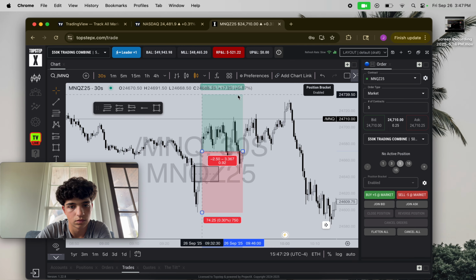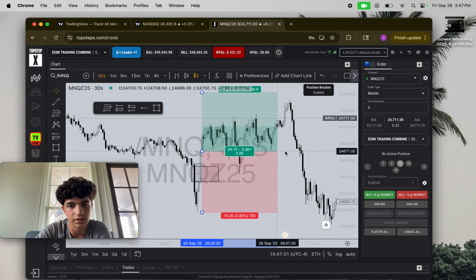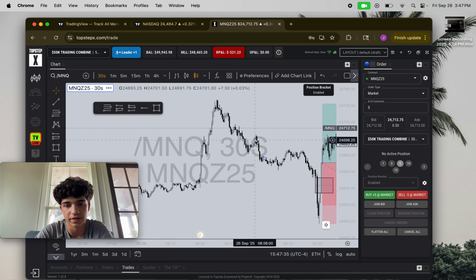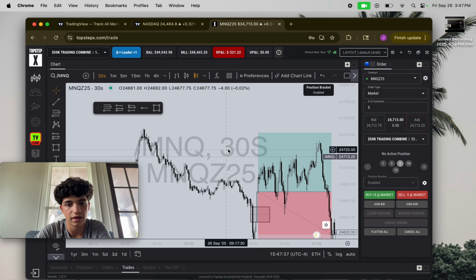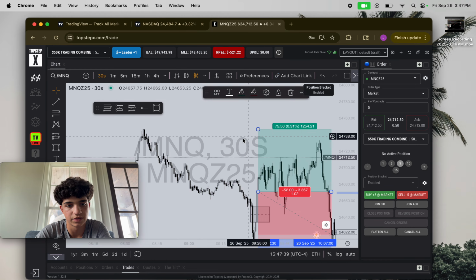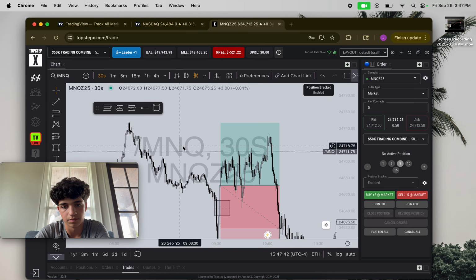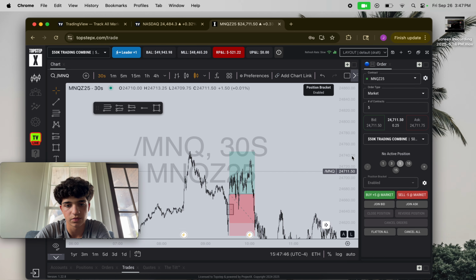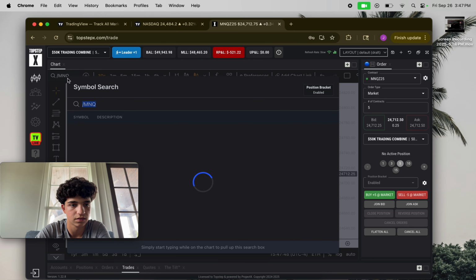One to one. See, we still wouldn't have won that. It would have been a lot closer though. Our entry would have been significantly better. And two, it would have been more realistic because we would have been shooting for these highs right here. But we didn't even retest those highs, which kind of sucks. Makes me wonder if that was an SMT. Let's look actually.